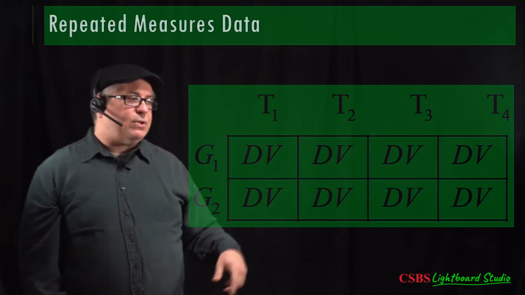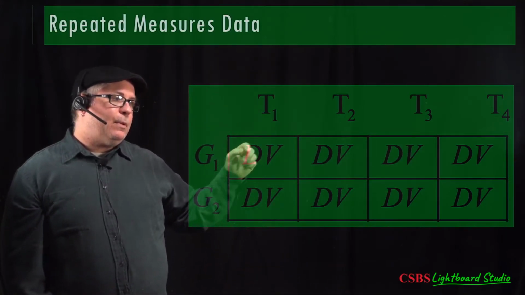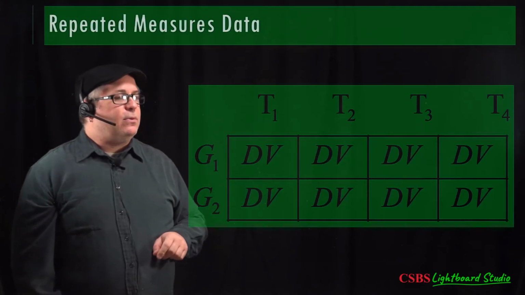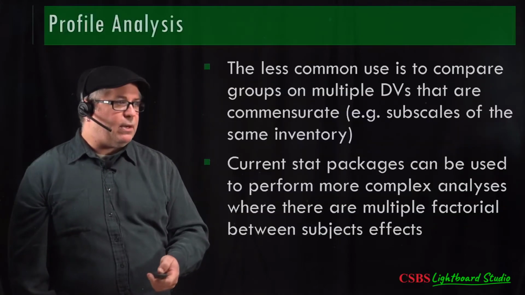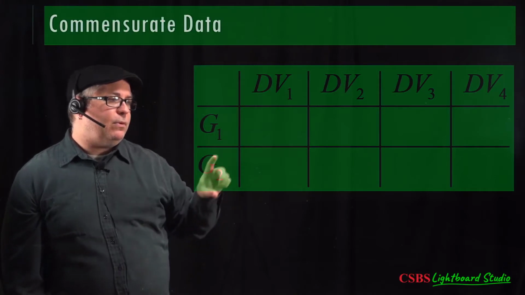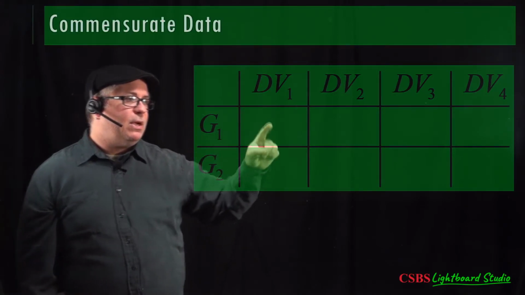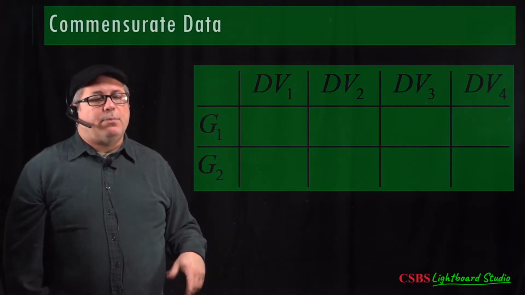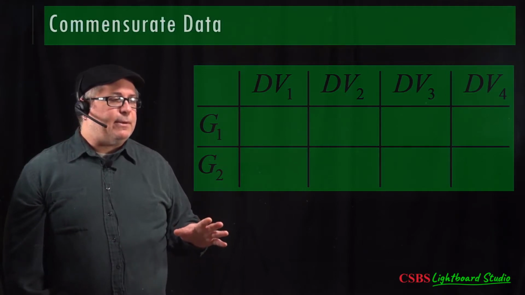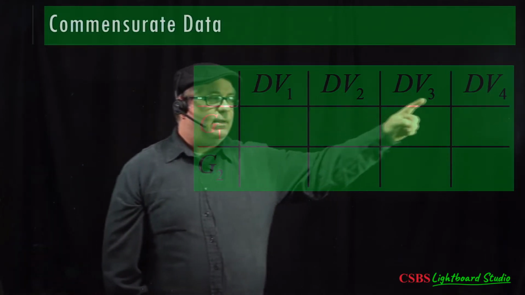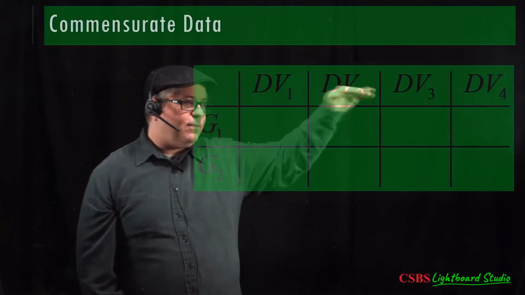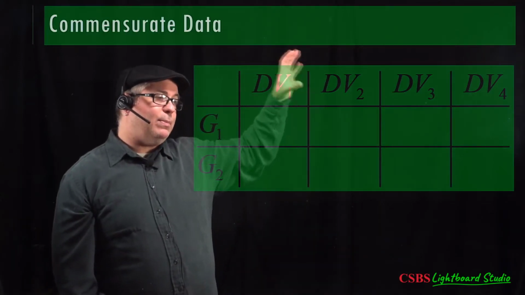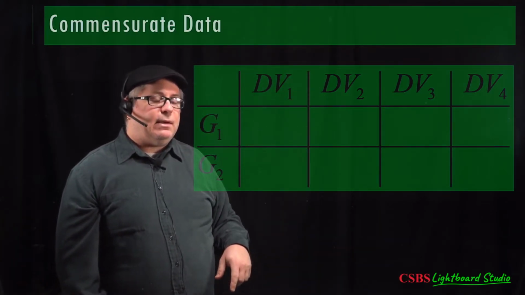With doubly MANOVA, you actually have a factorial design on the repeated measures part. Imagine combining those two things together. For the commensurate data, you have two groups and four different DVs, and that's basically a profile analysis using commensurate data. But now let's say I had these four DVs measured at time 1, the same four measured at time 2, and the same four measured at time 3. When you have a factorial repeated measures component, that is a doubly MANOVA.